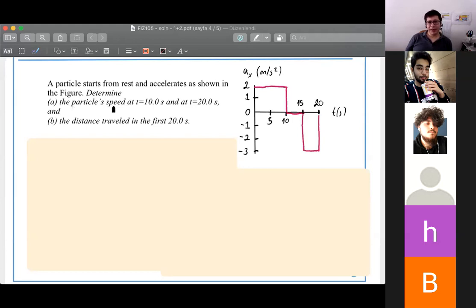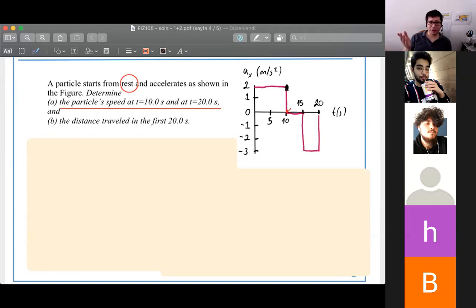Find the particle speed at t equals 10 seconds and at t equals 20 seconds. And so that's part B. Let's find this first. What's the speed of this particle at t equals 10 here, at this moment? Okay. Now you can use the velocity expression, okay? By the way, it starts from rest, so initial velocity is 0. Okay. So you can use v equals at. T is 10 seconds. A is 2 meters per second square. Then the velocity will be 20 meters per second.